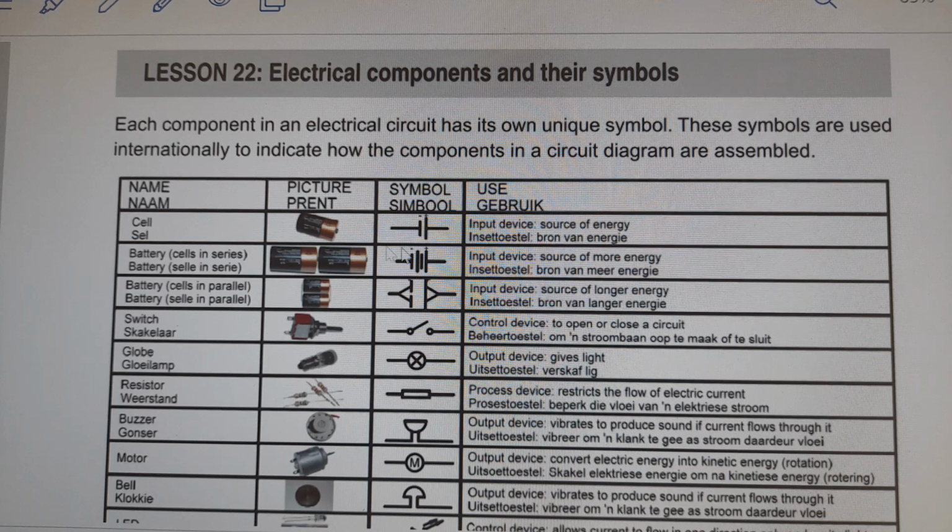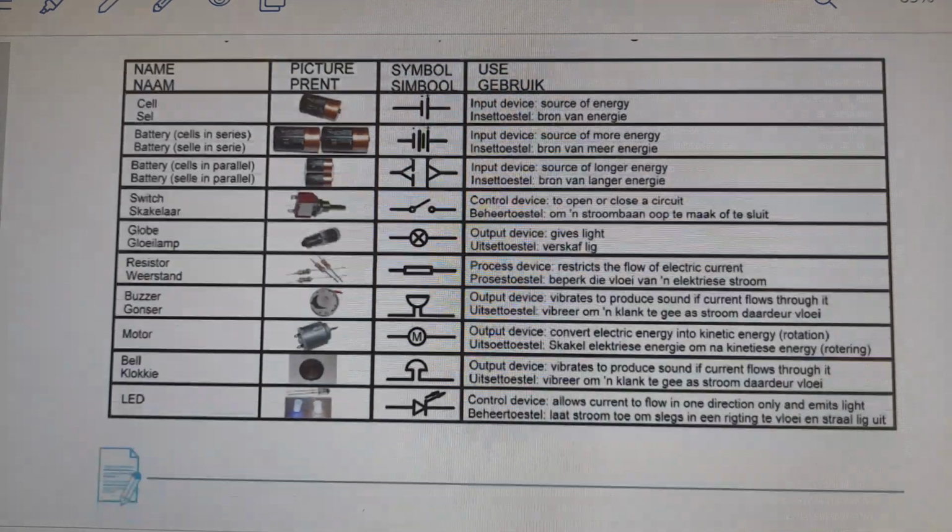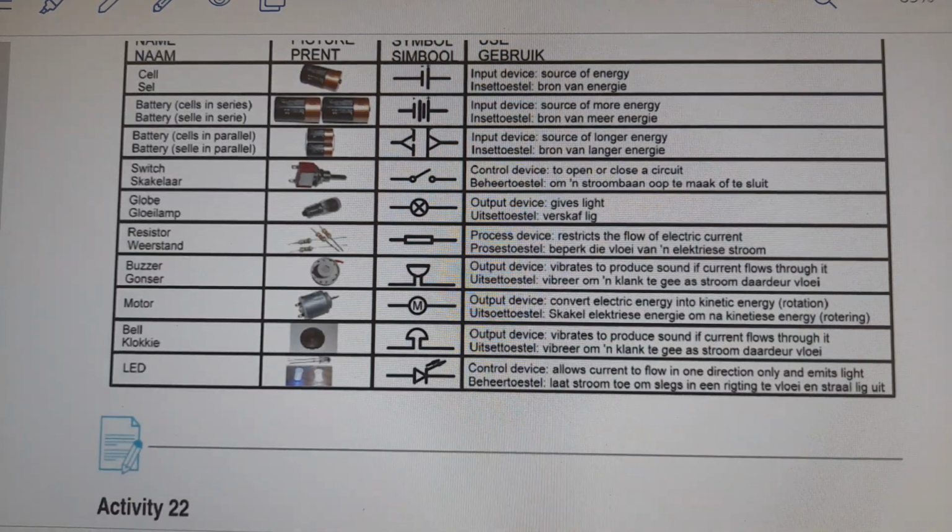So you need to go through this table, be able to identify the electrical components, know what the symbol is, and know what the use is, and also know if it is an input device, or a control device, or an output device. So very important to go through this table.